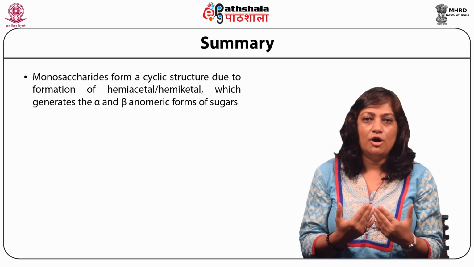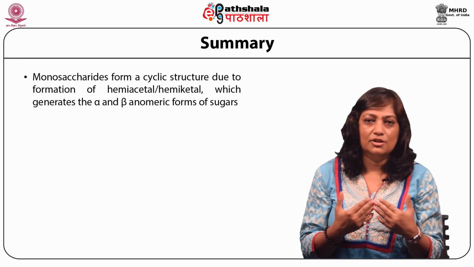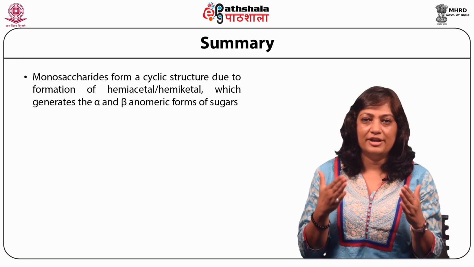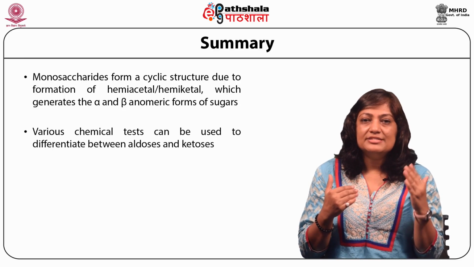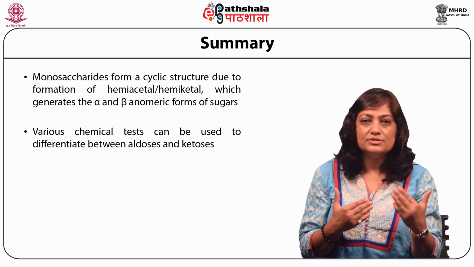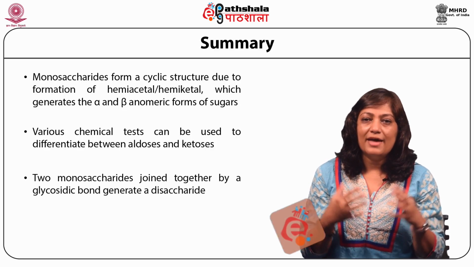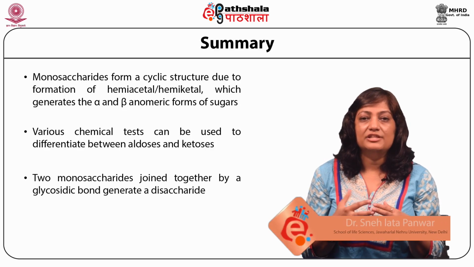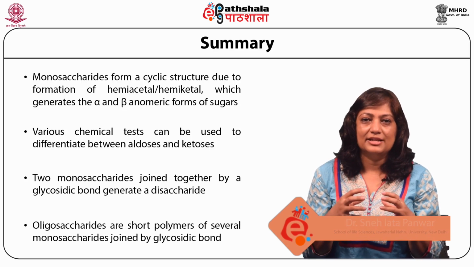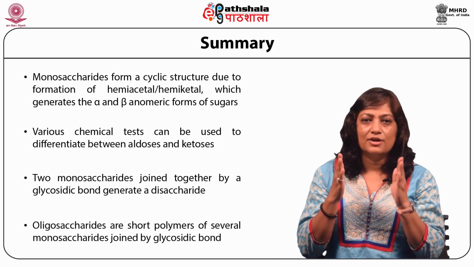Monosaccharides are able to form a cyclic structure due to the formation of a hemiacetal or hemiketal, which generates the alpha and beta anomeric forms of sugars. Various chemical tests can be used to differentiate between aldoses and ketoses, as we have seen in the module. Two monosaccharides joined together by a glycosidic bond will generate a disaccharide. And so, oligosaccharides are basically short polymers of several monosaccharides joined by glycosidic bonds.